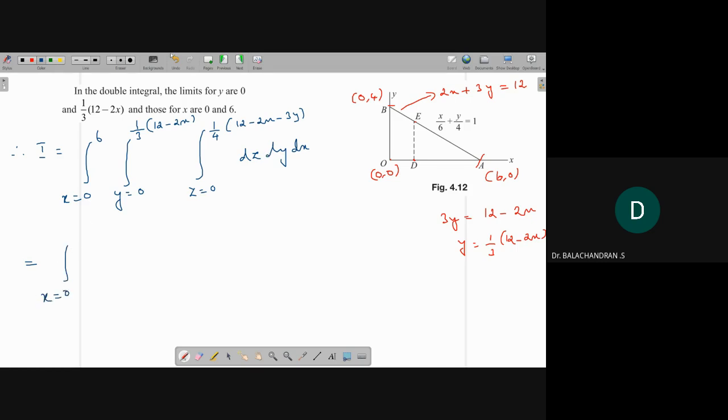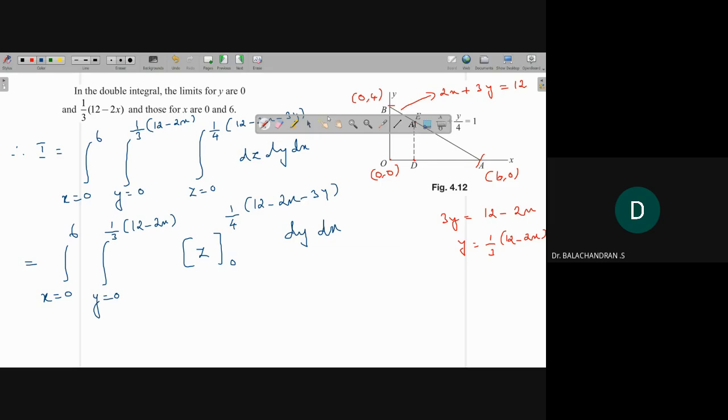X is equal to 0 to 6, y equal to 0 to 1 by 3 into 12 minus 2x. So dz, so just z, limit is from z equal to 0 to 1 by 4 into 12 minus 2x minus 3y into dy into dx. Substitute the upper limit.